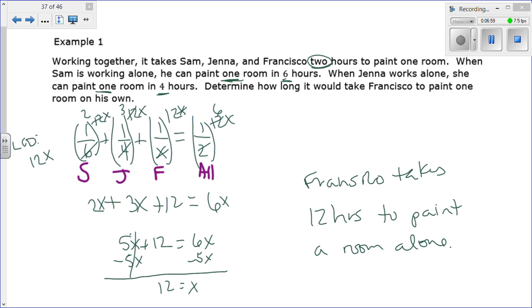equals, the 2 cancels with the 12, and I get a 6x. So 2x plus 3x plus 12 is 5x plus 12 equals 6x. Subtract the 6x, so Francisco takes 12 hours to paint a room alone.